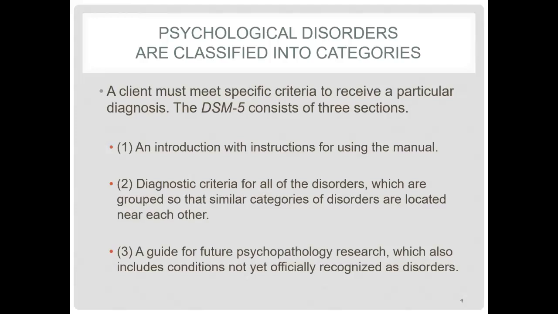And then there's a third section that is a guide for future psychopathological research. This includes conditions that haven't yet been recognized officially. A good example of this is the section on addiction and substance abuse. They do include things like gambling addiction, because the evidence that gambling is an addictive behavior is very strong. The research is very powerful.